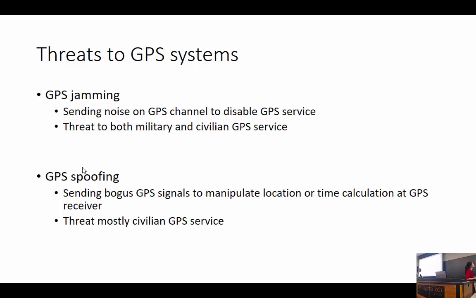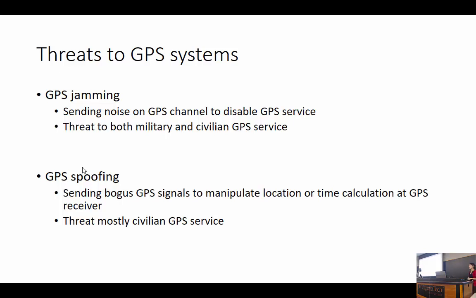And another, more stealthy attack is called GPS spoofing. In a GPS spoofing attack, the attacker will send bogus GPS signals to manipulate the location and time calculation at the GPS receiver without the receiver actually realizing it. This will mostly threaten civilian GPS services because there's no encryption yet. Military service is more or less immune to this type of attack.